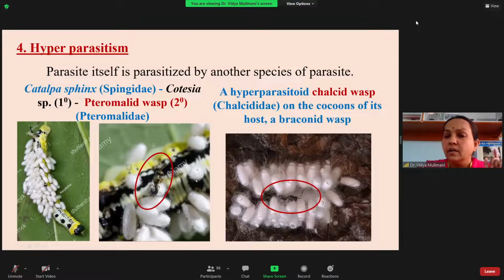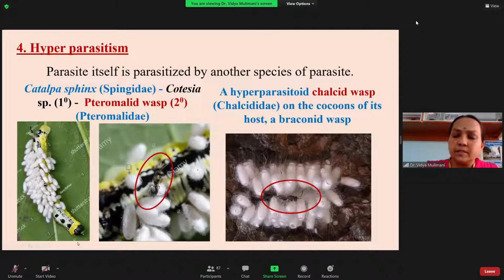I think during the classification I told you about primary, secondary and tertiary. During that time I told you the secondary parasitoids are not beneficial, they are harmful because they are attacking the beneficial parasitic stages. So secondary parasitism and hyperparasitism are both the same. A parasite is itself parasitized by another species of parasite, that is called hyperparasitism or superparasitism.